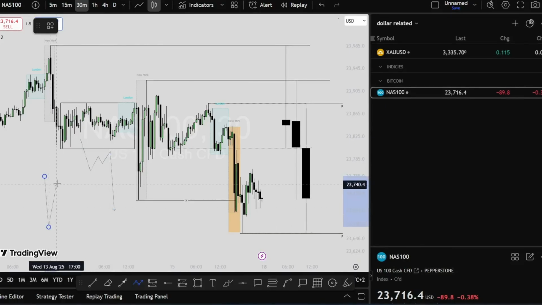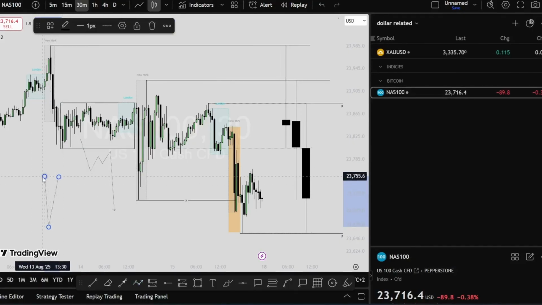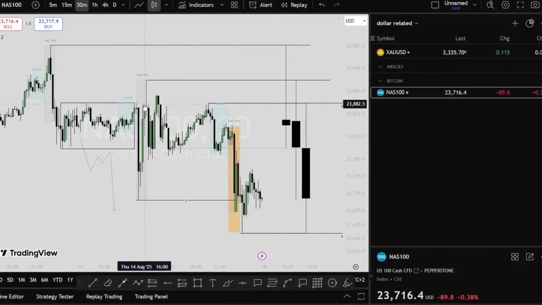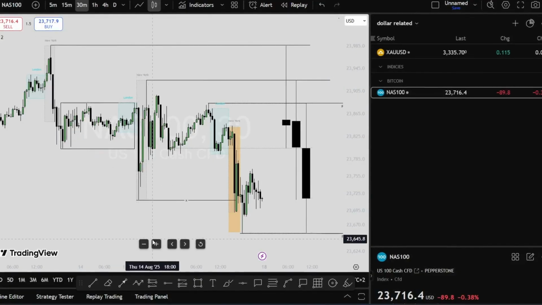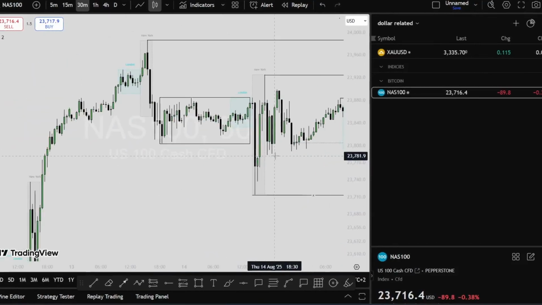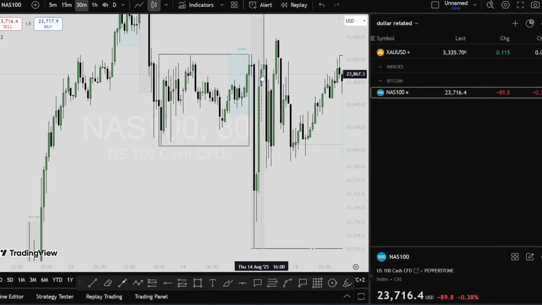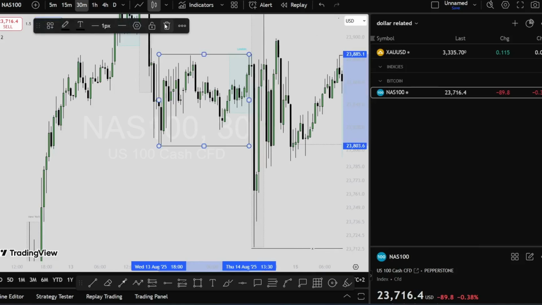Not that price expanded to the downside and then our expansion is met with an expansion. So we don't trade such movements. As you can see from here, this expansion was met with another expansion, which is a sign of a reversal to the upside.